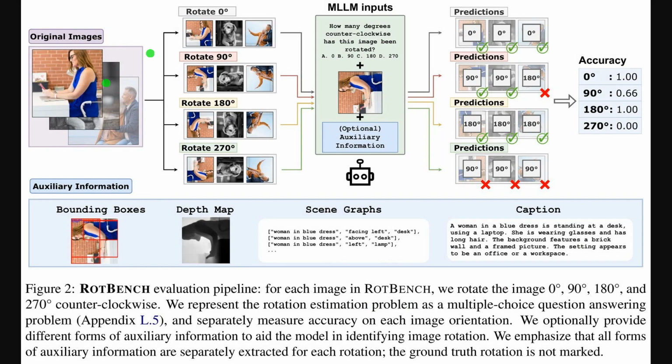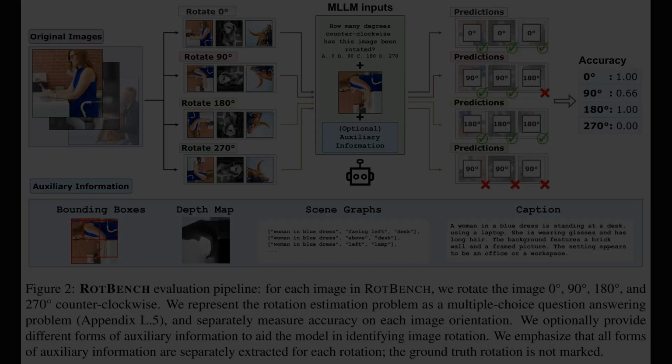Alright, we are looking at the full evaluation pipeline, which starts with an original photo that gets rotated into 4 versions, 0, 90, 180, and 270 degrees. The center panel shows the prompt and optional auxiliary inputs, so the model receives a question plus extra signals if provided. On the right, you can see per rotation predictions with checks and crosses, which roll up into separate accuracy numbers by angle. Finally, the bottom strip illustrates auxiliary information types, including boxes, depth, scene graphs, and a caption.